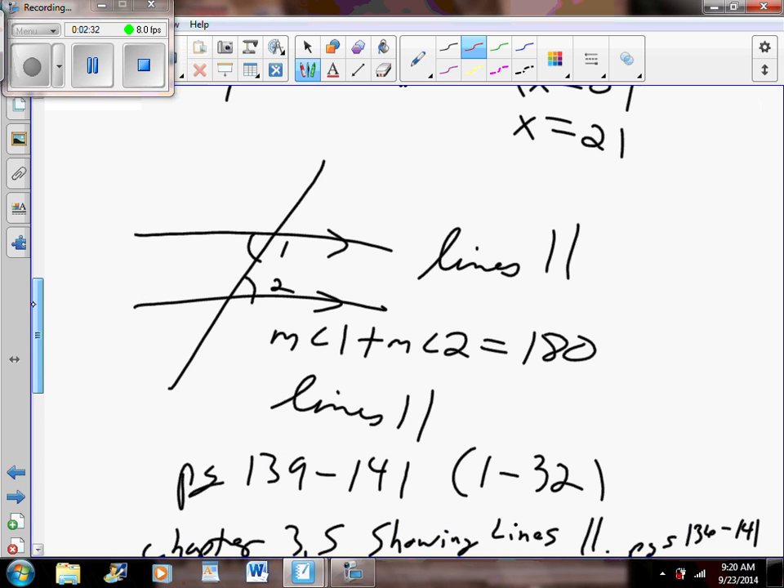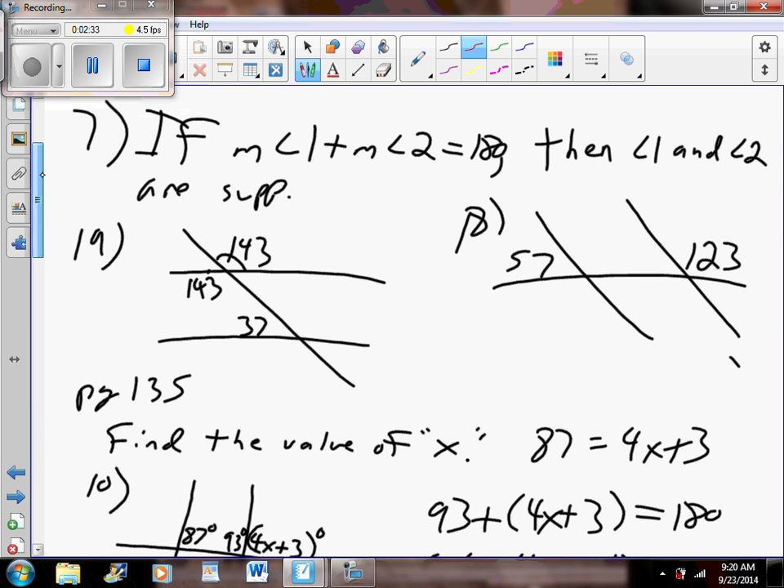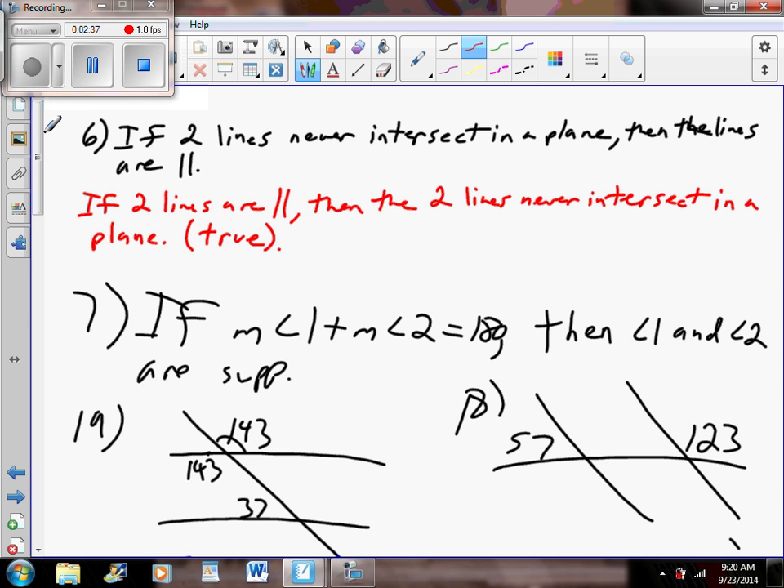Sometimes they are true. Number 6 is one of the problems in your text that you'll be doing for homework. What you have to do is take the statement that's given to you in the text in these sets of problems, switch the hypothesis and the conclusion around, and then determine whether or not the converse is true. So if two lines never intersect in a plane, then the lines are parallel. Switch it around. If two lines are parallel, then the two lines never intersect in a plane. That one's true.